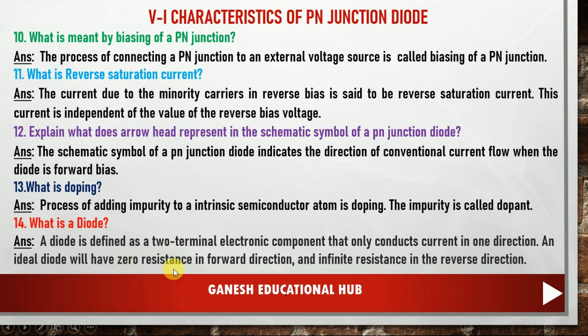An ideal diode will have zero resistance. There are two types of diodes, ideal diode and practical diode. An ideal diode will have zero resistance in forward direction and infinite resistance in reverse direction. See, this is the most important. In forward bias condition, it has zero resistance. In reverse bias condition, it has infinite resistance, which means in reverse direction the current will be zero. In forward bias condition, the current will flow freely.